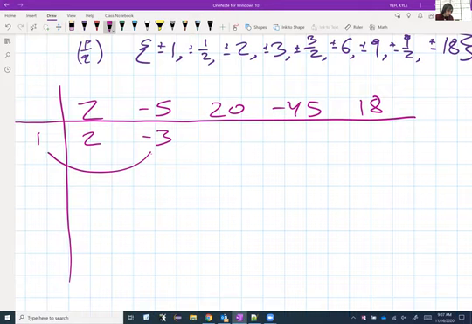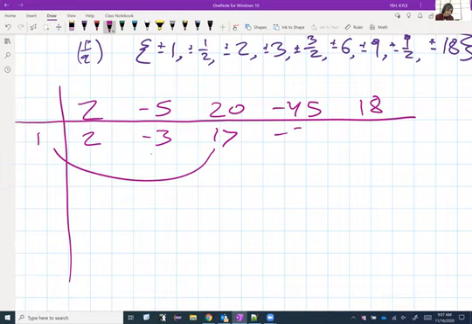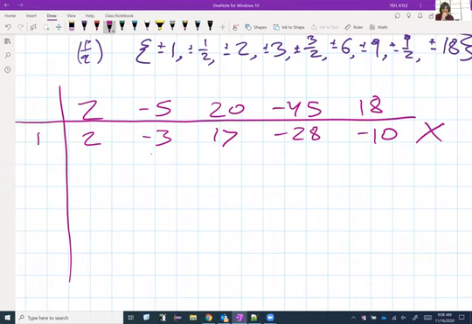Now we say -3 times 1 is -3. Add it to the 20 straight away, we get 17. Times 1 is 17. Add it to the -45 straight away, we get -28. 1 times -28 is -28. Add it to 18, we get -10. This was not a 0. So, okay.